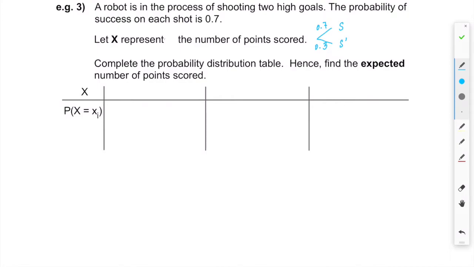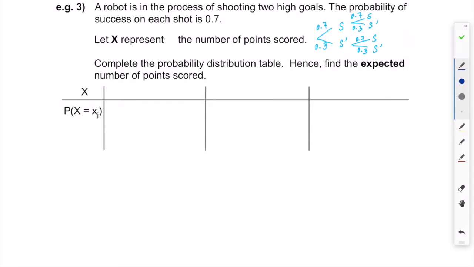Now the robot shoots a second goal. It gets in or it doesn't get in. Regardless of the first shot, there's no change to the probability of getting a second shot. So these are independent events. And I can represent everything using a tree diagram like this.